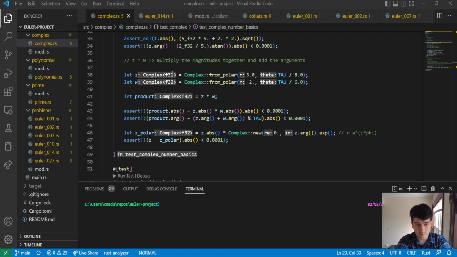Test add. And so we'll say let x be, sure, assert equal, x plus y is Eisenstein 4 and 6.